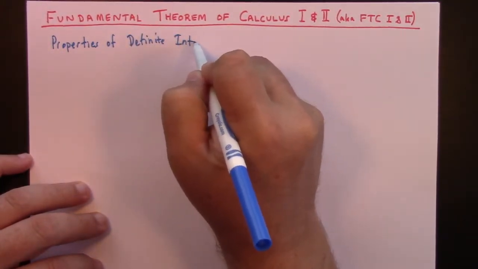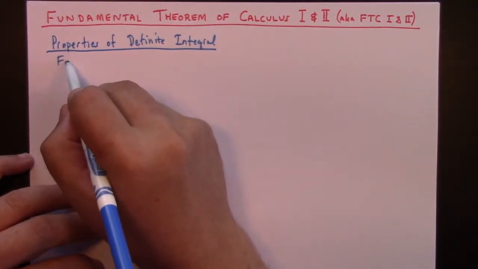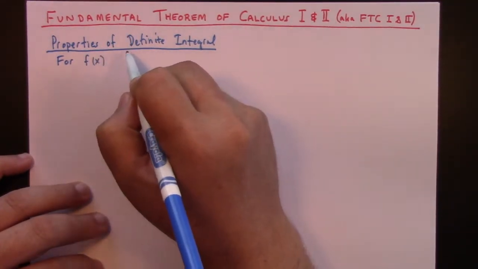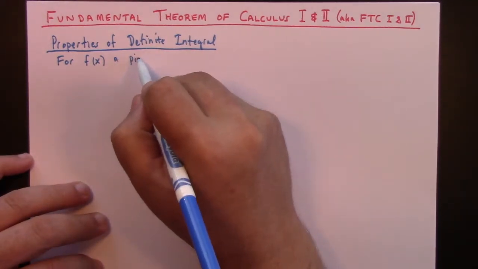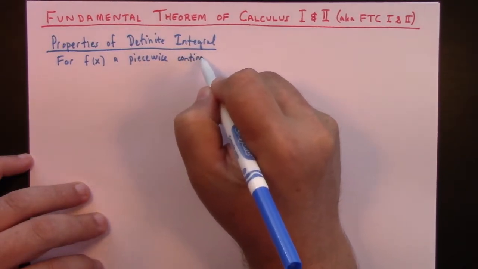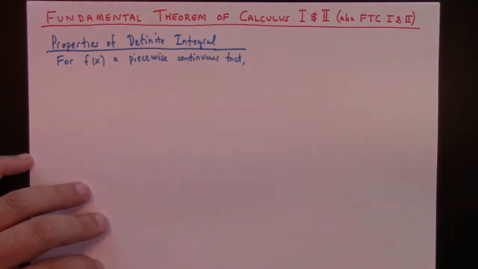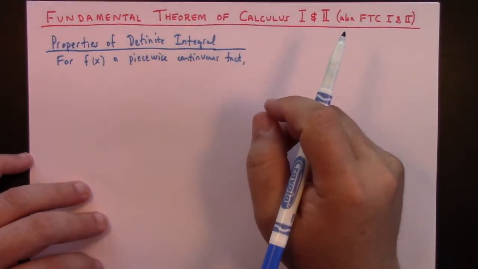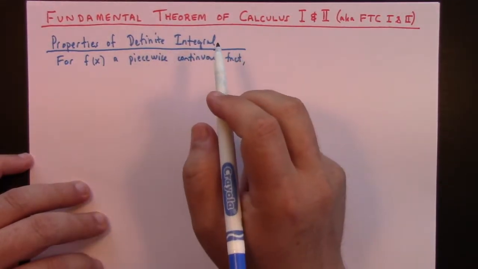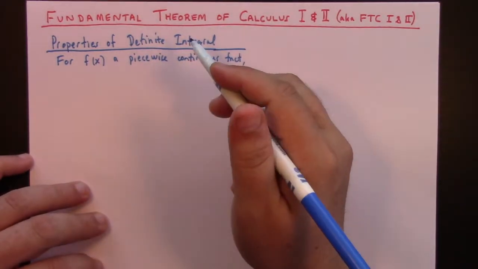So in particular, say for f of x, a piecewise continuous function, I'll say that much, that's almost all we need. Piecewise continuous just means that it's continuous on each piece of the domain, and there's like a finite number of those. So it could have jump discontinuities, but not like vertical asymptotes or something, all right? It could have some holes in the graph, but those don't really matter.